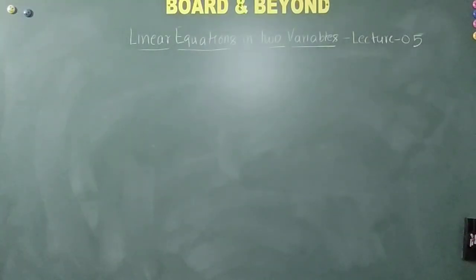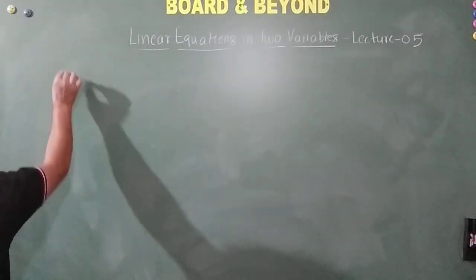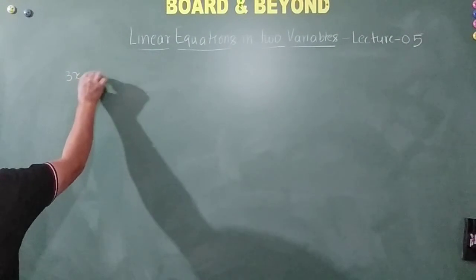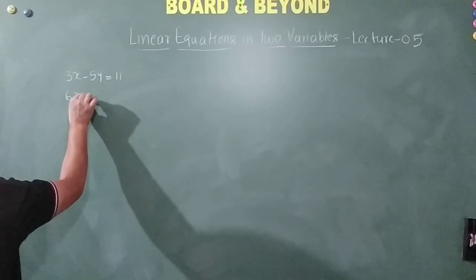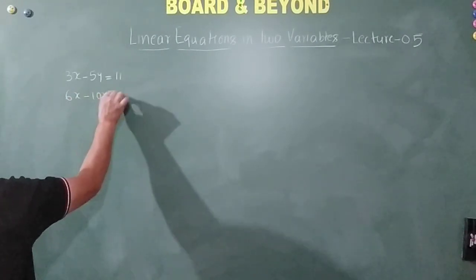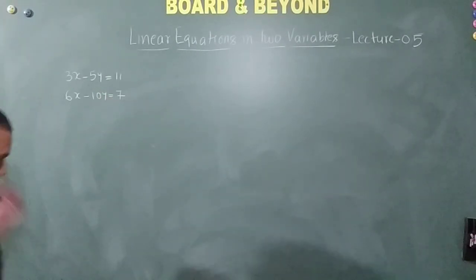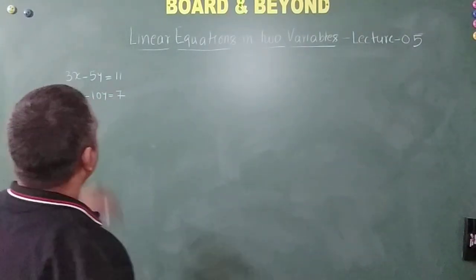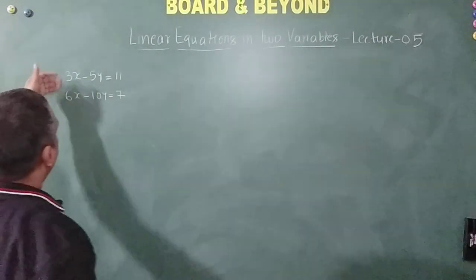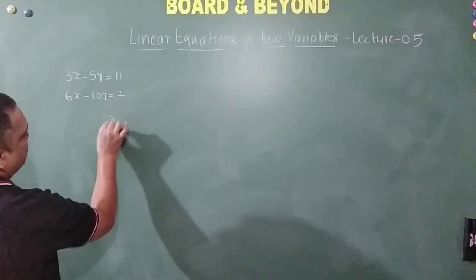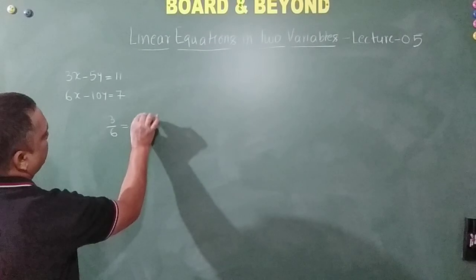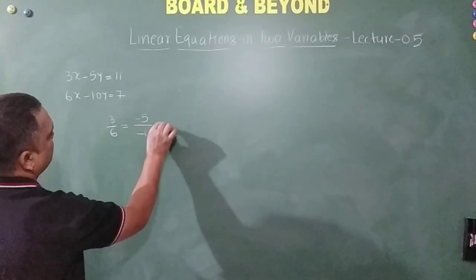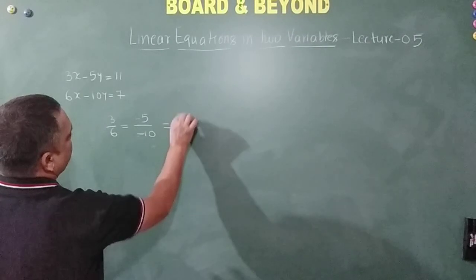Coming on to the next problem. So that the system of equations 3x minus 5y is equal to 11 and 6x minus 10y is equal to 7. Okay. So what happens here, my friend? See, a1 by a2, that is 3 by 6. Let us write this is minus 5 by minus 10 and this is 11 by 7.